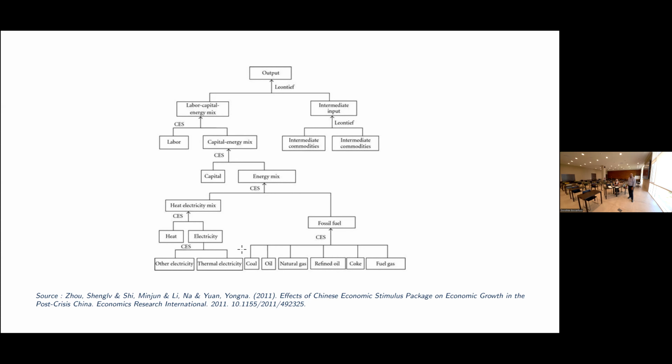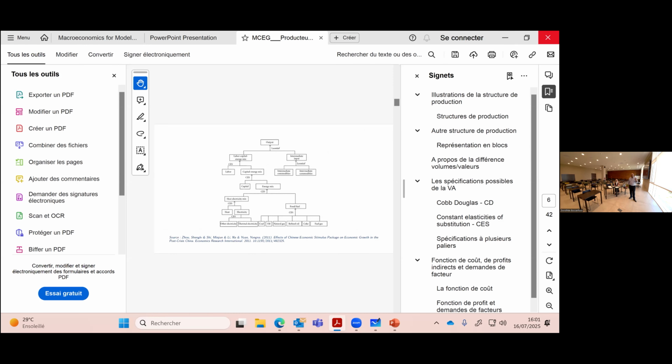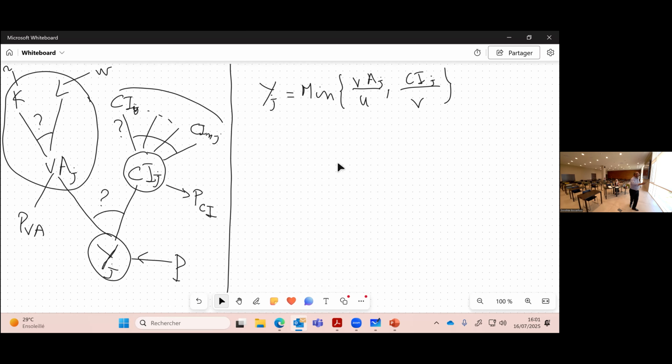This is the structure that they are using. This is only to give you an example of how to model a production in a CGE model. Now we come back to how we can do the mathematics of some part of that. Okay, I go directly for this, the first one.